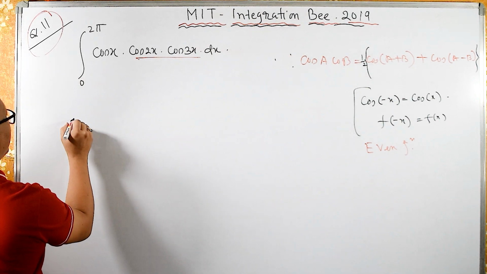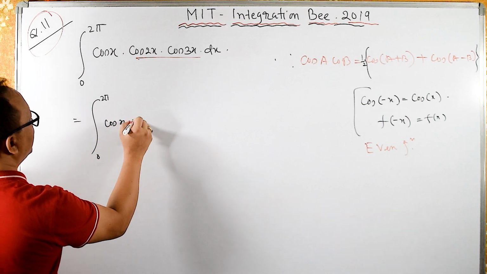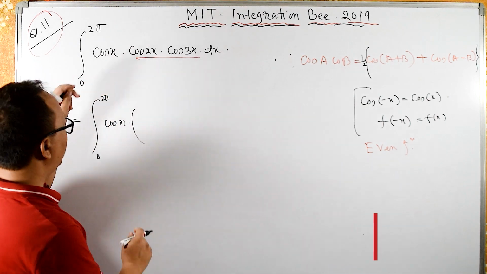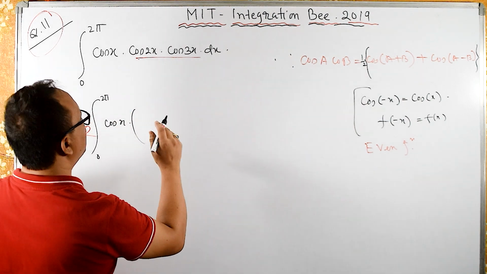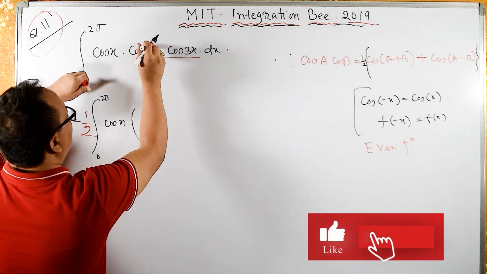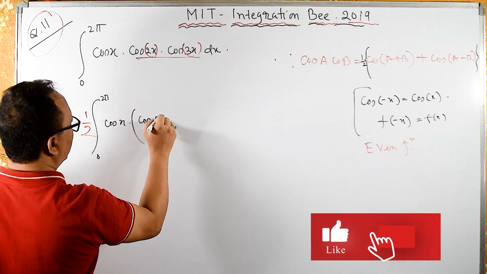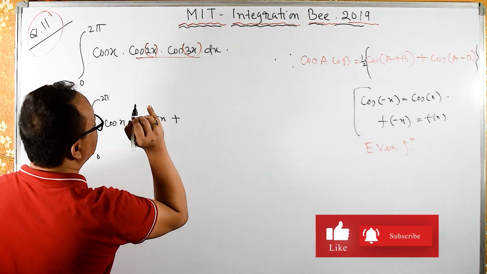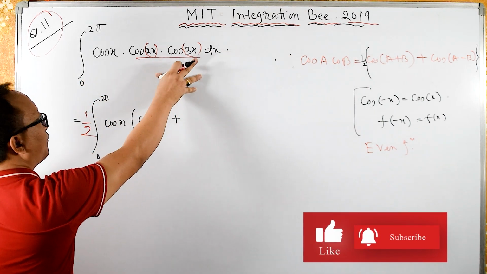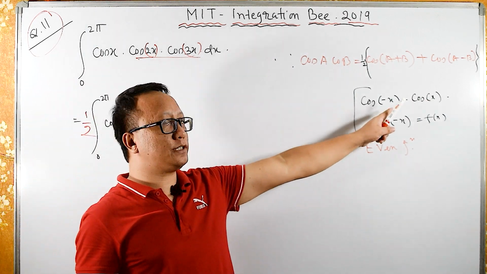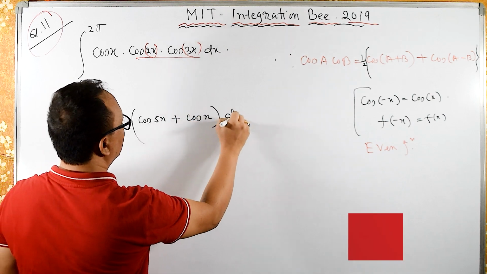You can combine anything. Here 0 to 2 pi, cos of x into half. This half I can send outside. Here we have half cos a plus b. Here cos 2x, we have cos 3x. 2 plus 3 is 5x. Cos of 5x, plus a minus b. Here cos 2x minus 3x is cos of minus x. Cos of minus x is cos x. So I can write only cos of x into dx.